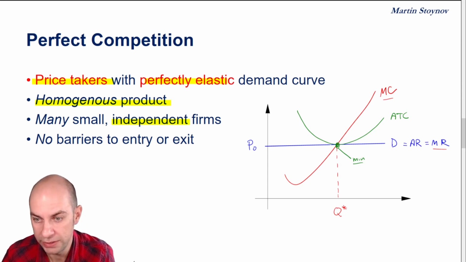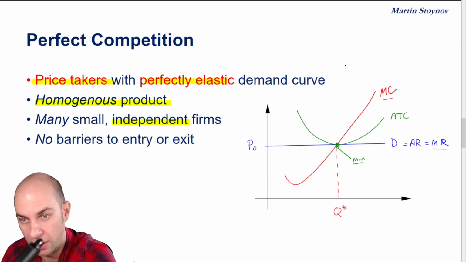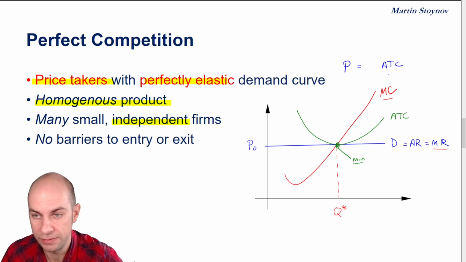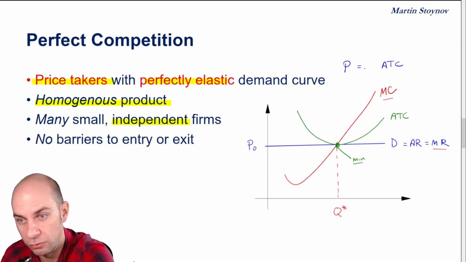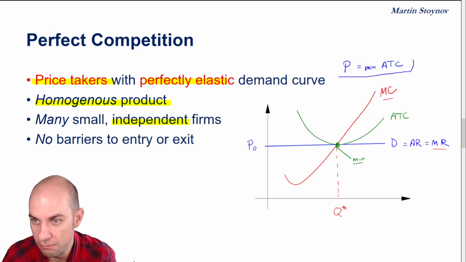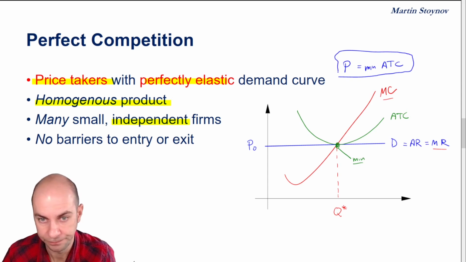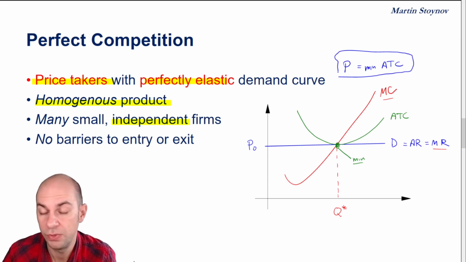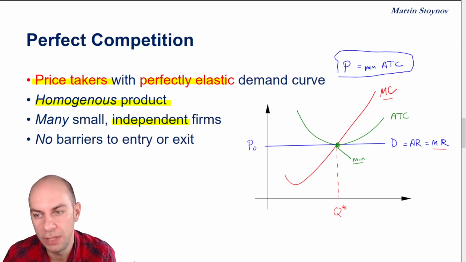Firstly, we will notice that price is equal to ATC. Price is equal to ATC. But is it just equal to ATC or is there more to it? Well, price is actually equal to the minimum of the average total cost curve. So this is our most efficient structure. So not only do we get normal profit in perfect competition, but it is the most efficient normal profit because the price we are charging is actually the minimum of the average total cost curve.